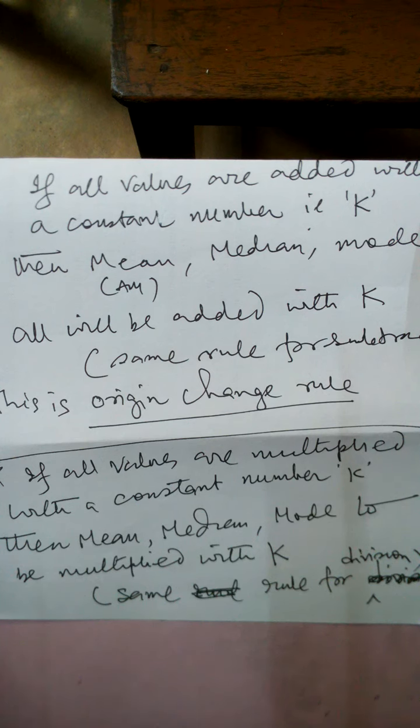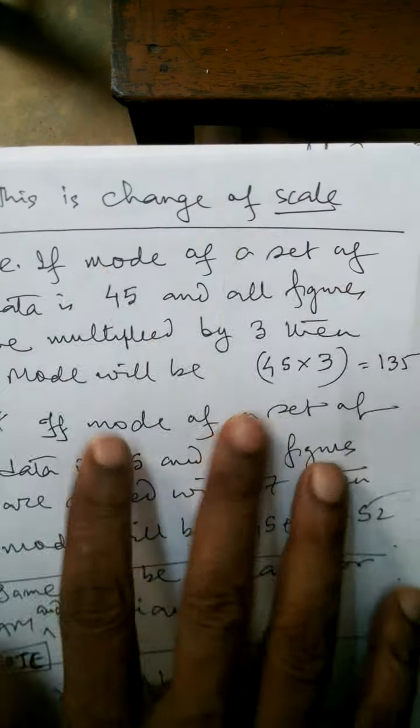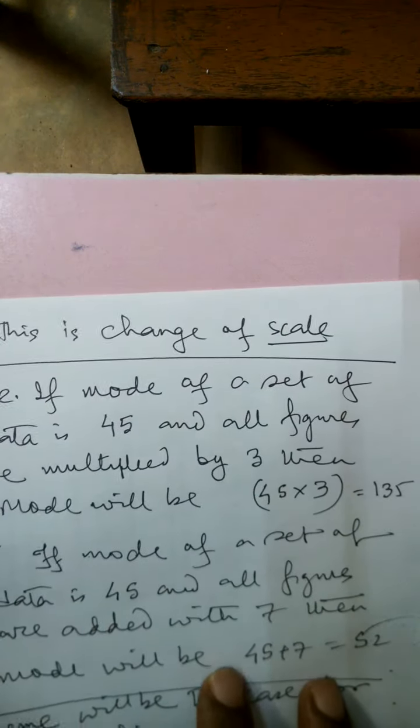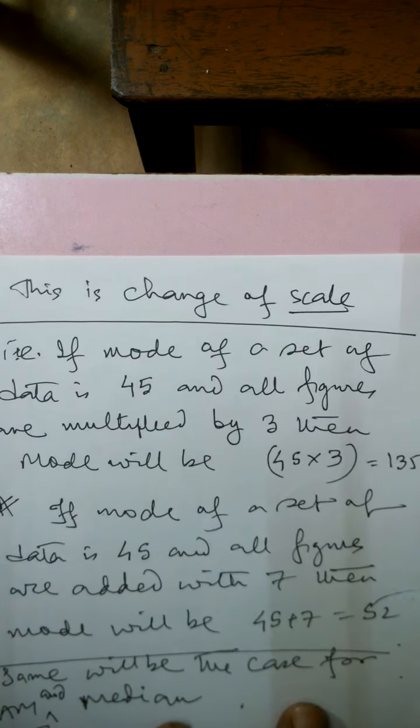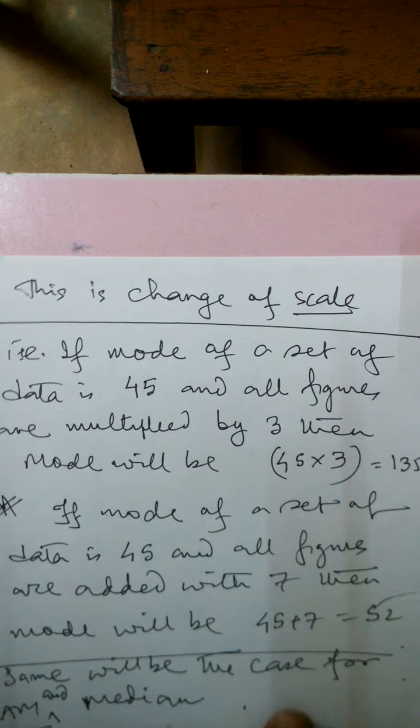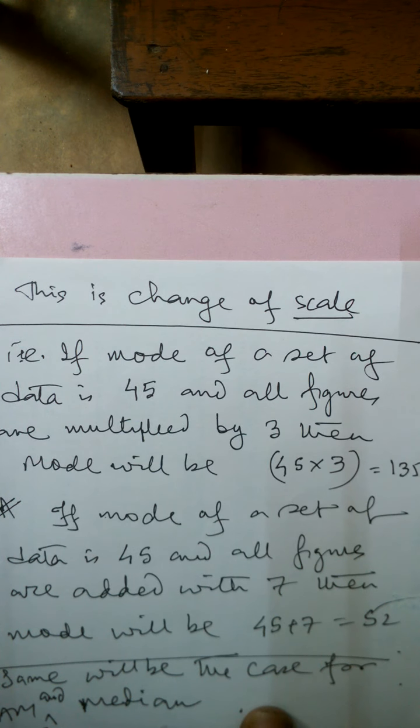This idea is not change of origin. This is called change of scale. So what is change of scale? Change of scale means if all figures are multiplied by the same amount, then the mean, median and mode will be multiplied by the same amount, and the division rule is also the same. Scale means to multiply or divide, and addition or subtraction means origin.